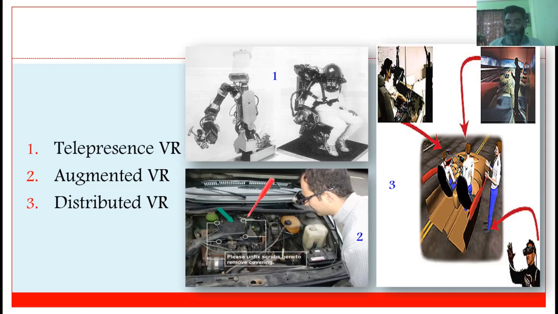The second one is augmented reality. Like semi-immersive virtual reality, augmented reality doesn't fully immerse the user, but it differs in that it overlays virtual and real elements. So there will be overlapping between virtual and real elements.